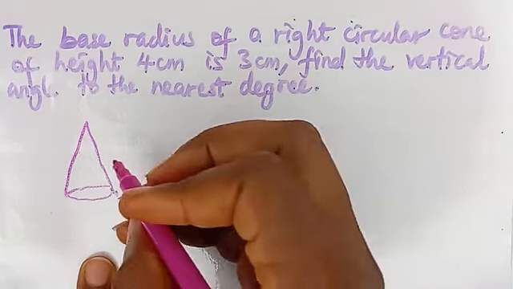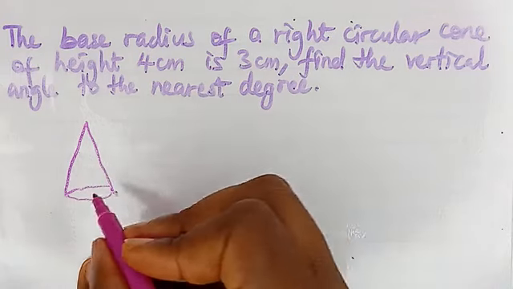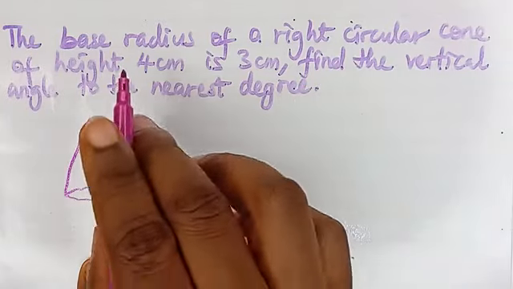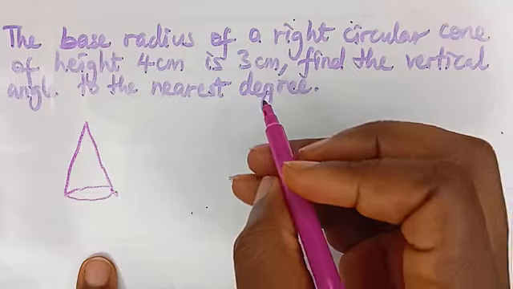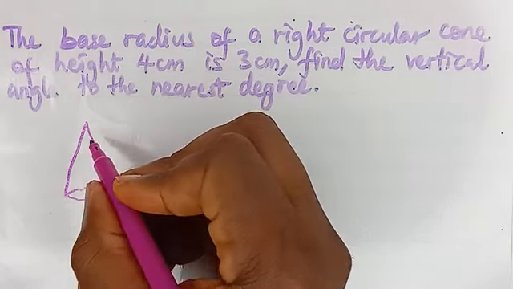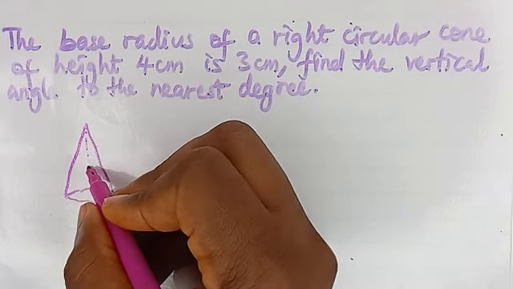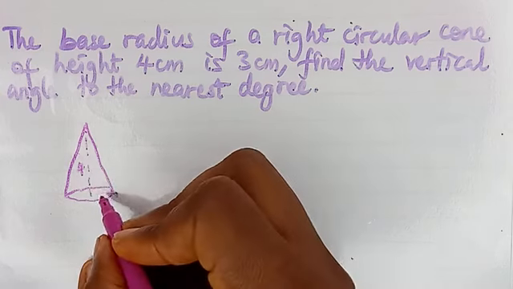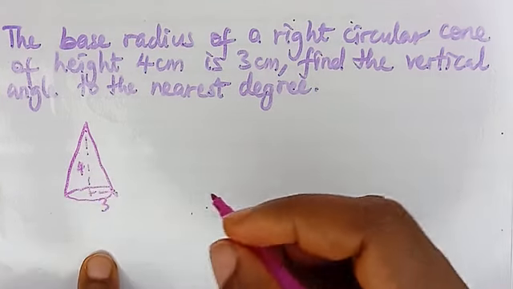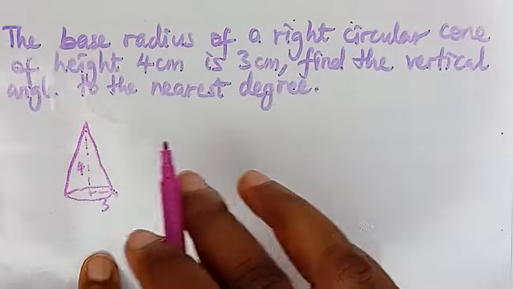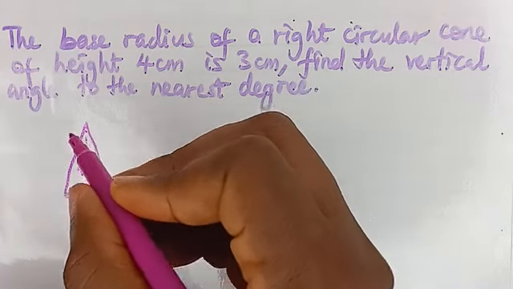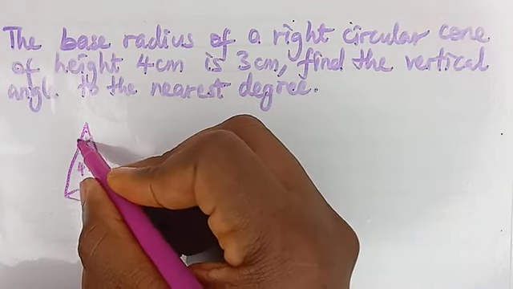So this is the cone. The base radius of a circular cone of height 4 cm is 3 cm. So we have 4 here, and then the base radius is 3 cm. Find the vertical angle to the nearest degree. Now when we talk about vertical angle of a cone, we are talking about this angle here.